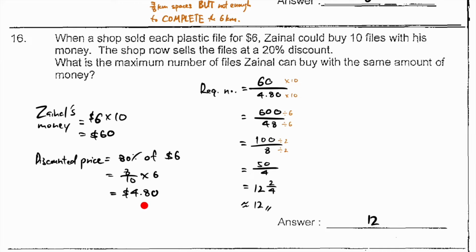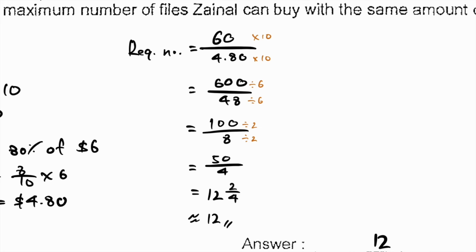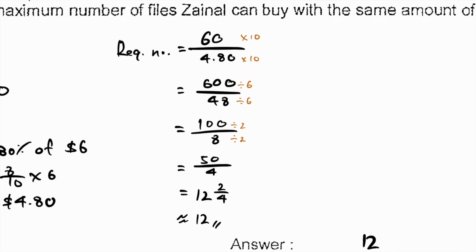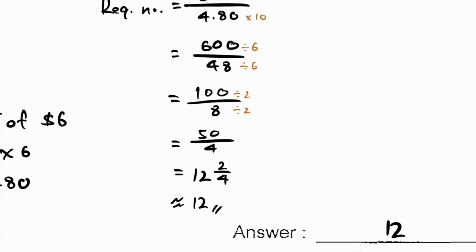What's the maximum he can buy with the same amount of money? So with $60, how many $4.80 files can he buy? Because this is still paper 1 and there is no calculator allowed, I'm going to make my life easier by taking 60 and 4.8, turn it into 600 over 48. Why do that? Because if I divide by 6, look what happens. I've got a nice 100/8. Now divide that by 2, I get 50/4, and this is much easier to work with.